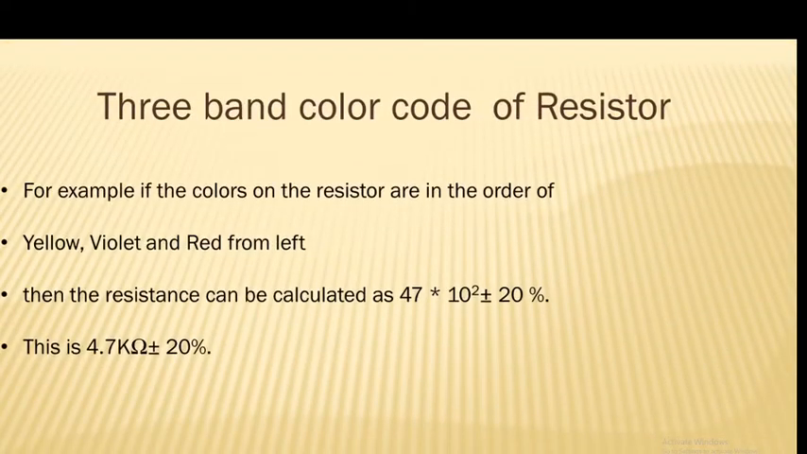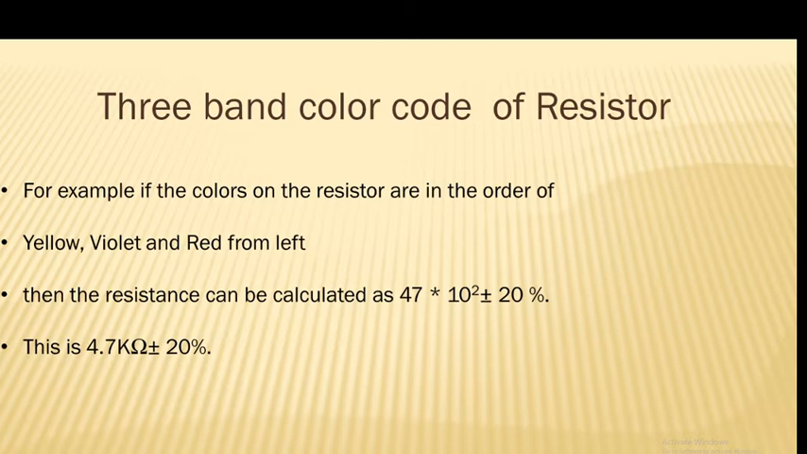For example, if the resistor has three color bands, yellow, violet and red from the left side. For the yellow color, the number is 4, which is the first significant digit. Violet is the second color, indicating the second significant digit, and the value assigned to the violet color is 7, and hence I write here the 7.